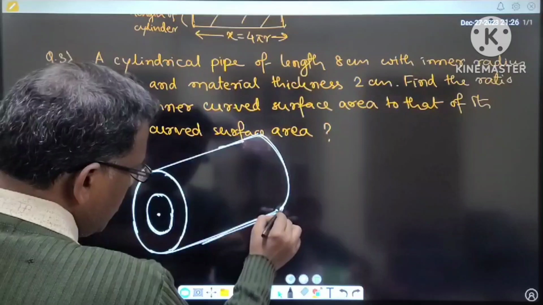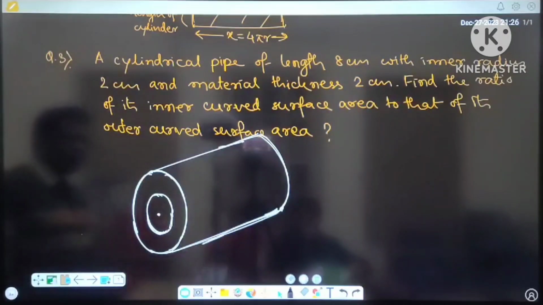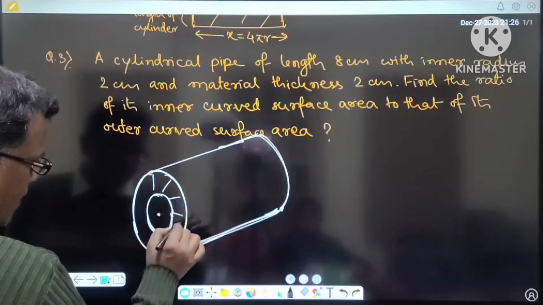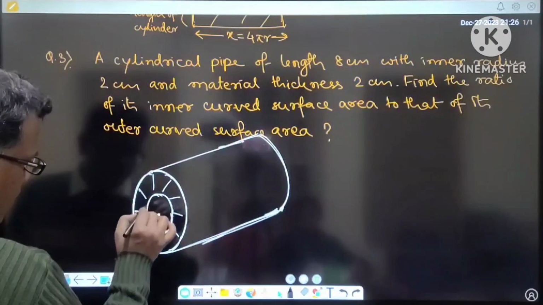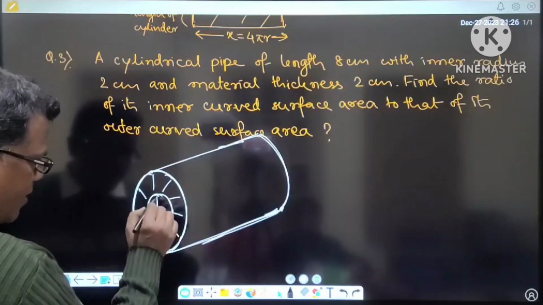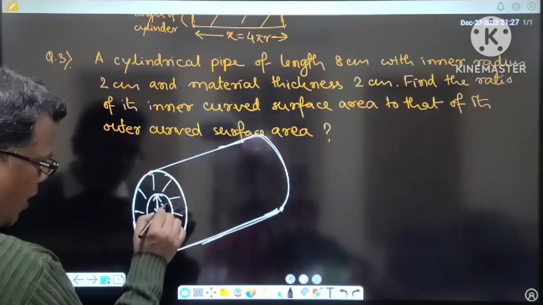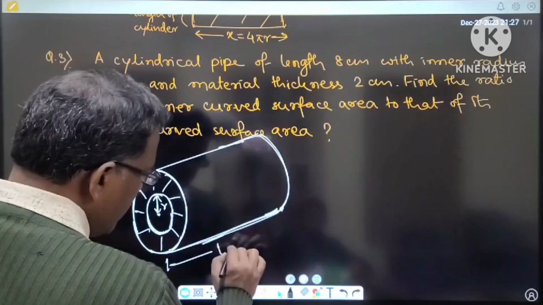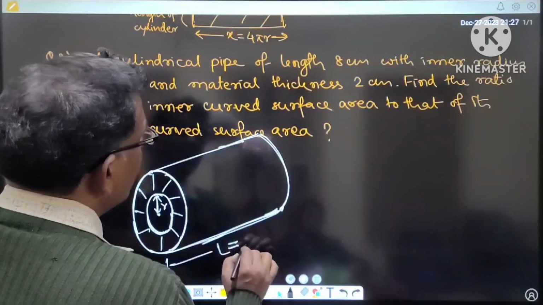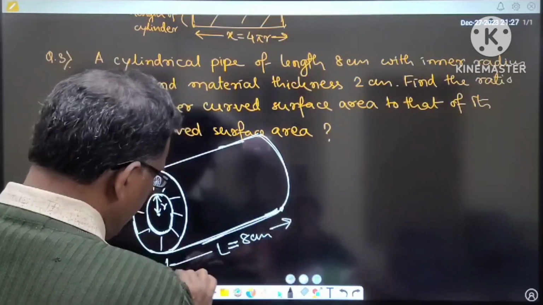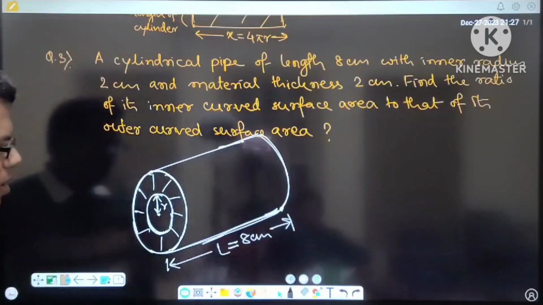This is the meaning of a cylindrical pipe. Okay, this is the material thickness. This is the material thickness which is given, and its inner radius, suppose small r, that 2 is given, along with the length is also given. It is 8 centimeter. Length is given 8 centimeter of this cylinder.